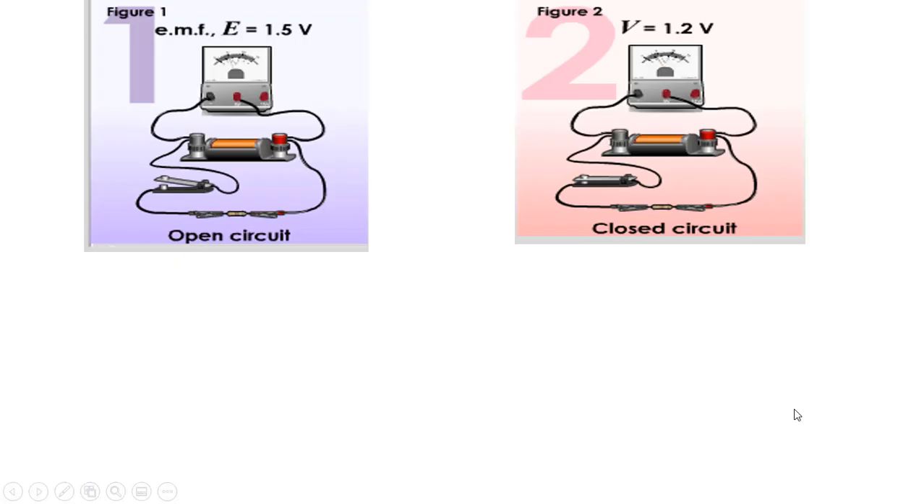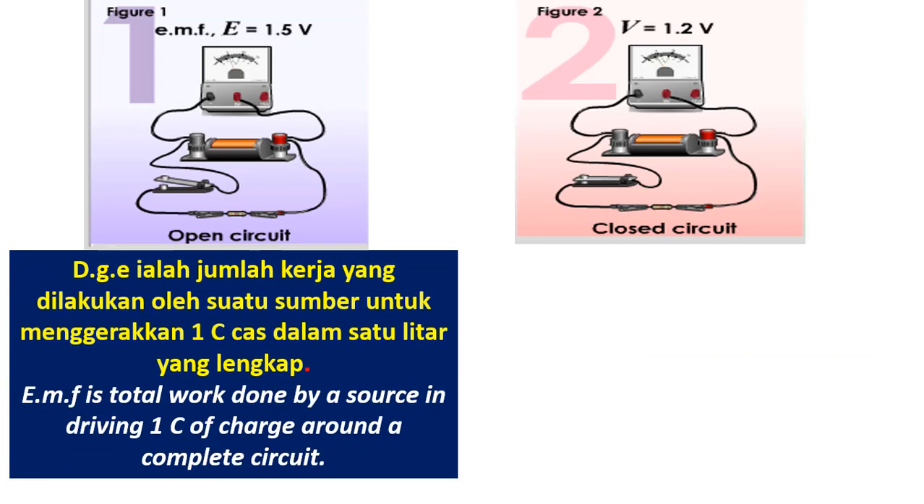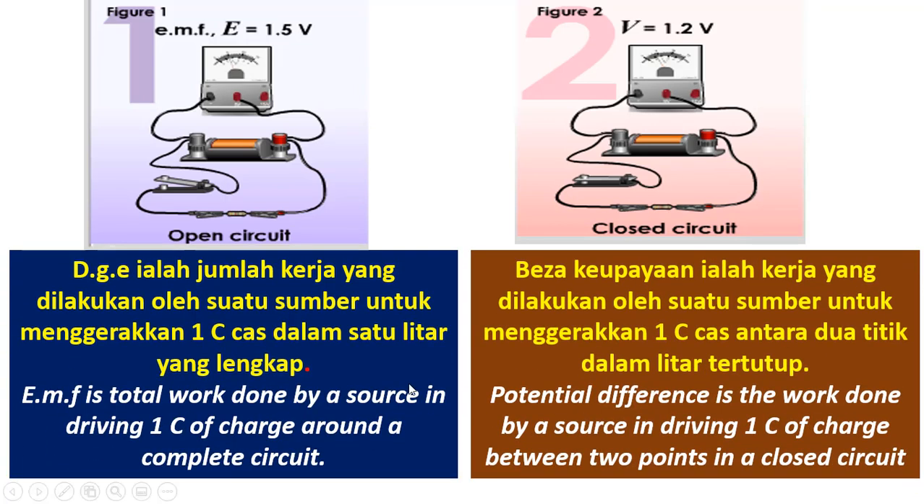Now further, we have open circuit and closed circuit. Open circuit refers to EMF, the total work done or total energy by a source in driving 1 coulomb of charge around a complete circuit, whereas the potential difference is the work done by a source in driving 1 coulomb of charge between 2 points in the closed circuit. So this refers to the component, and here refers to the open circuit.